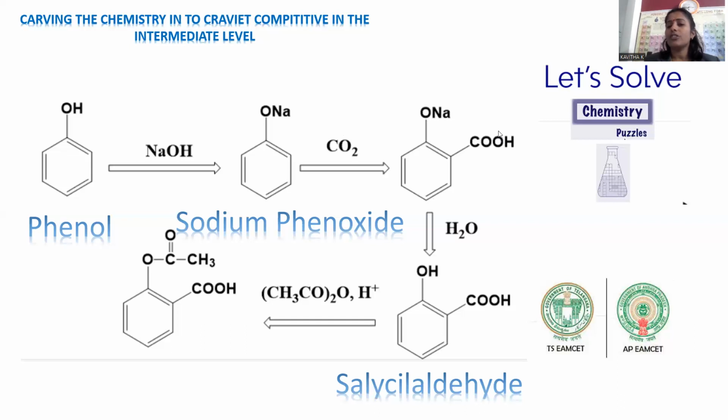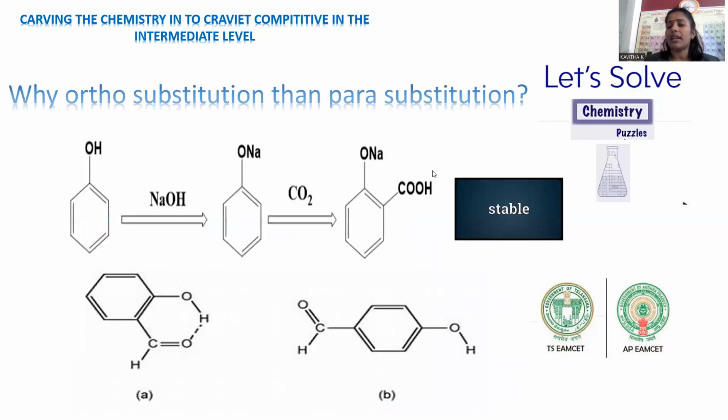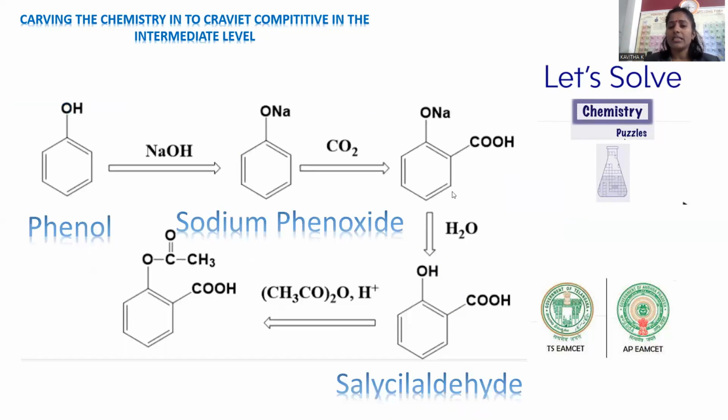Whenever hydrogen bonding is there, the compound will be more stable, and that is what predominates. If you see this, whenever an ortho-substituted carboxylic acid is there, it gets stabilized by such hydrogen bonding. Hydrogen bonding will make the compound more stable, so this will be favored over the para-substituted compound. That's the reason why we got ortho carboxylic acid, right?